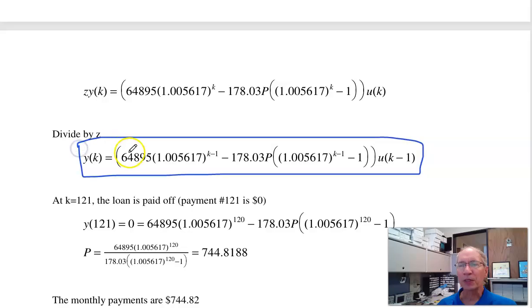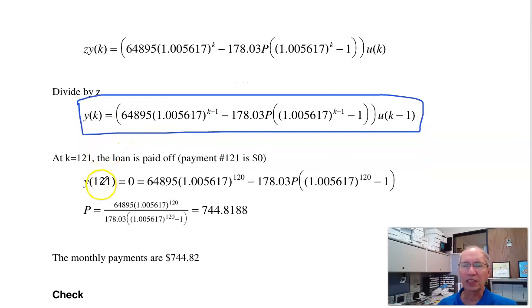For 120 payments, I'll have 0 balance at 121. 0 balance at 121 means I don't owe anything. The loan's gone. So plug in k equals 121. Solve. I get $744 per month.